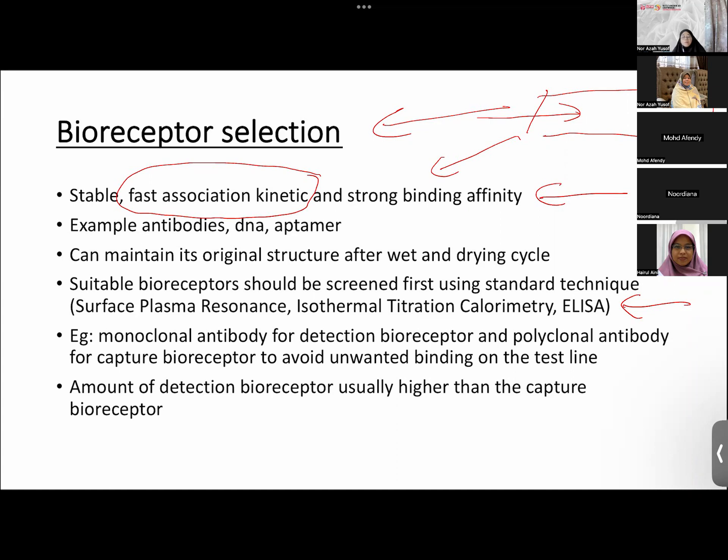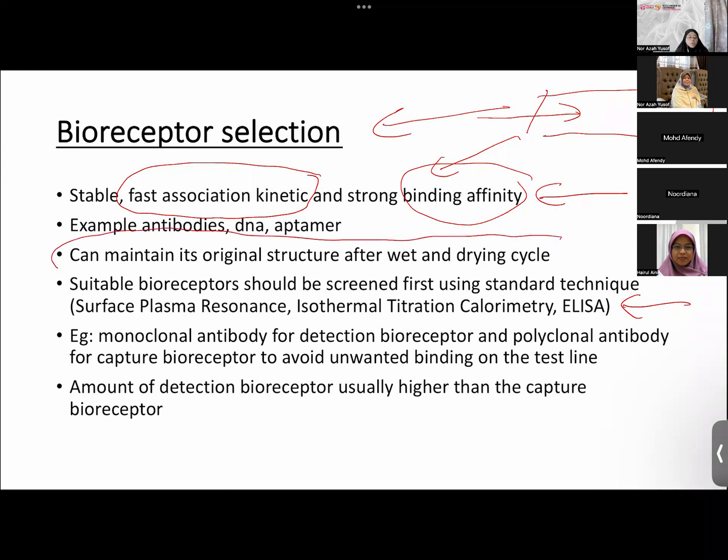The meeting of the analyte, the target or the antigen, with the detection bioreceptor, whether antibody, aptamer, or DNA, as well as the capture bioreceptor, is very fast. It's within seconds. That's why you need to study the binding affinity, how fast it binds to the biomarker. If it is too slow, then it's not suitable.